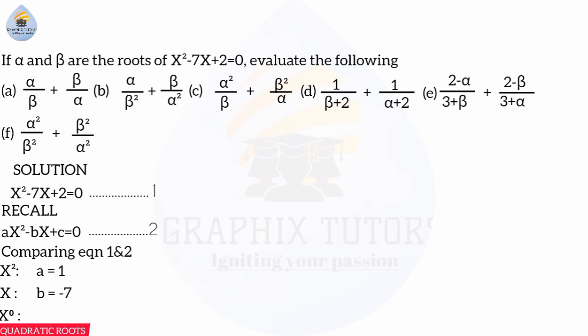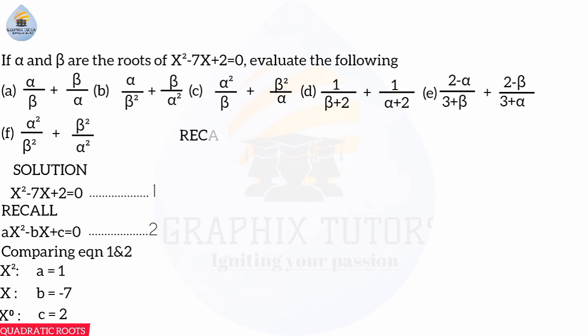Now let's look at the constant that we will call x to the power 0, which is 1. Such that if you look at equation 2, the constant there is what? C. At equation 1, the constant there is what? 2. So it means that c is equal to what? C equals 2. So we've gotten the value of a, b, and c.